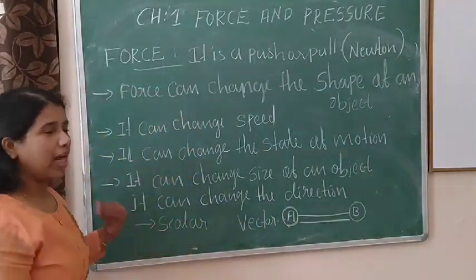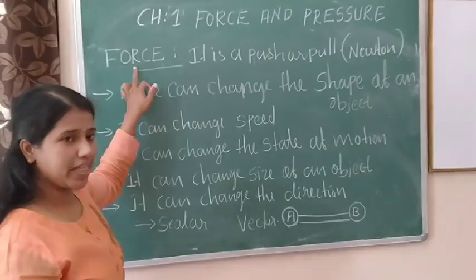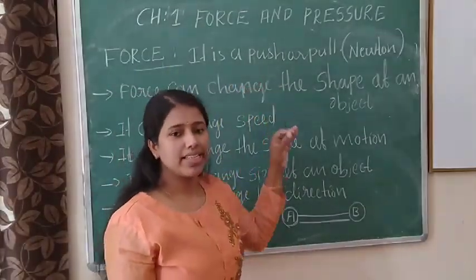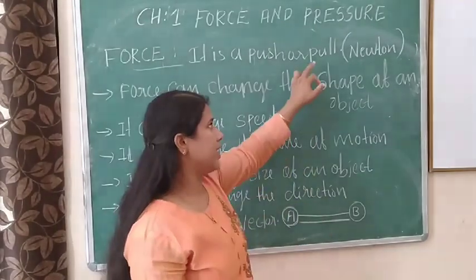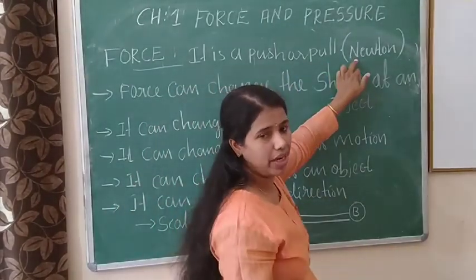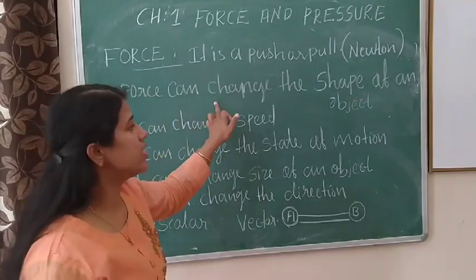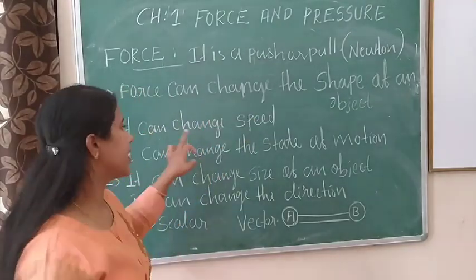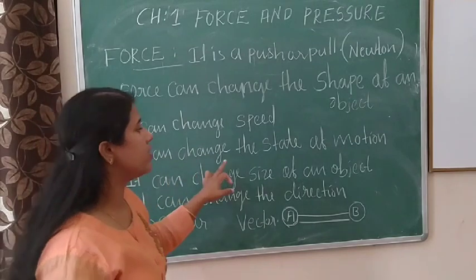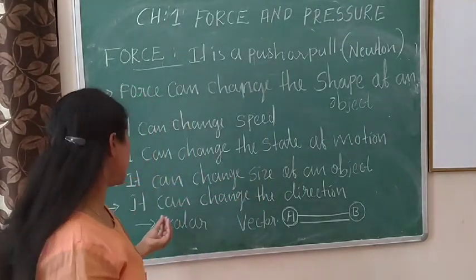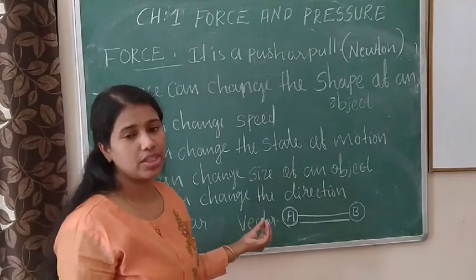One more time, first I explained force. It is a push or pull. It is a vector quantity. The SI unit of force is Newton. Then the features: force can change the shape of an object, it can change speed, it can change the state of motion, it can change the size of an object, and it can change the direction.